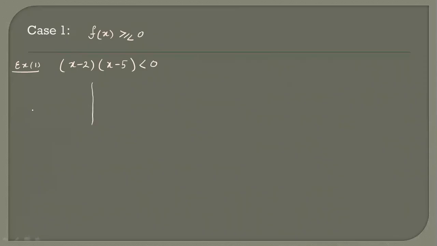So let's see, we have a small trick for it. This is your plus infinity, this is your minus infinity. If you take the first factor, what is the critical point for it? How to find the critical point? You just set the factor equal to 0, and you will get x equal to 2.